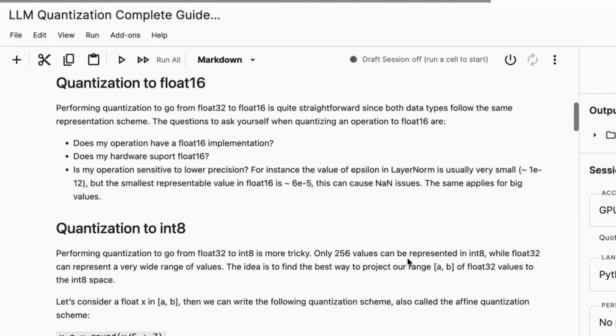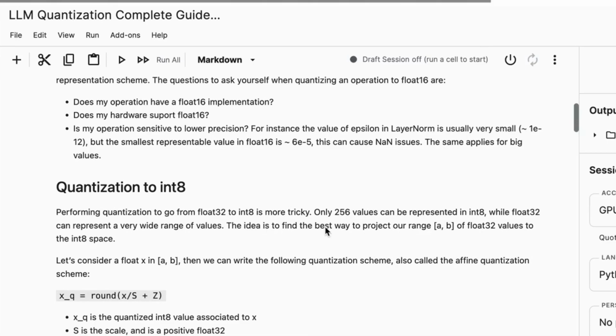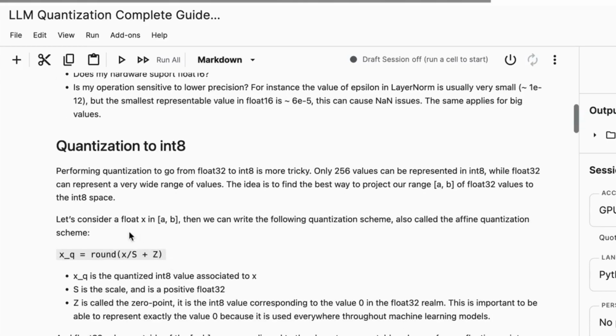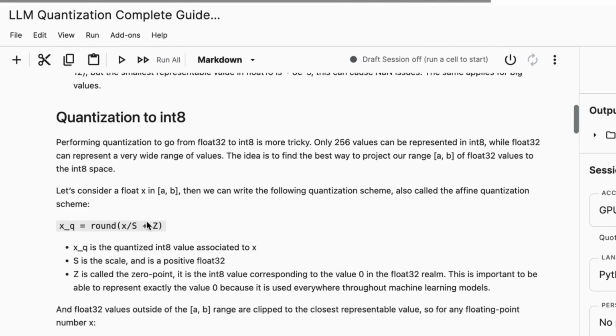Only 256 values can be represented in the int8, while float can represent a wide range of values. You can only represent the integer values in the range of -127 to +128, and that is what you have to check. So we need to find the best way to project our a and b of float values to the int8 space. That can be done by using this formula here.